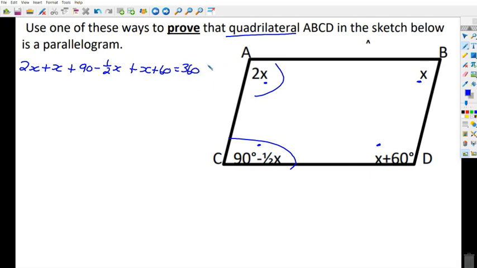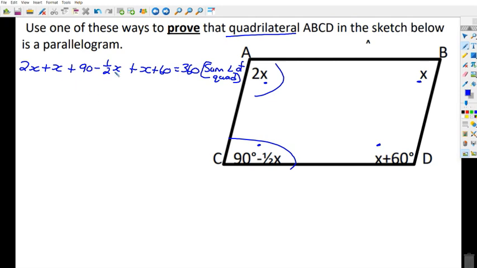What was my reason for that? Yes, sum of angles of a quad. Sum of angles of a quad. So always put reasons, guys. Geometry is very specific. You always need a reason for stuff.